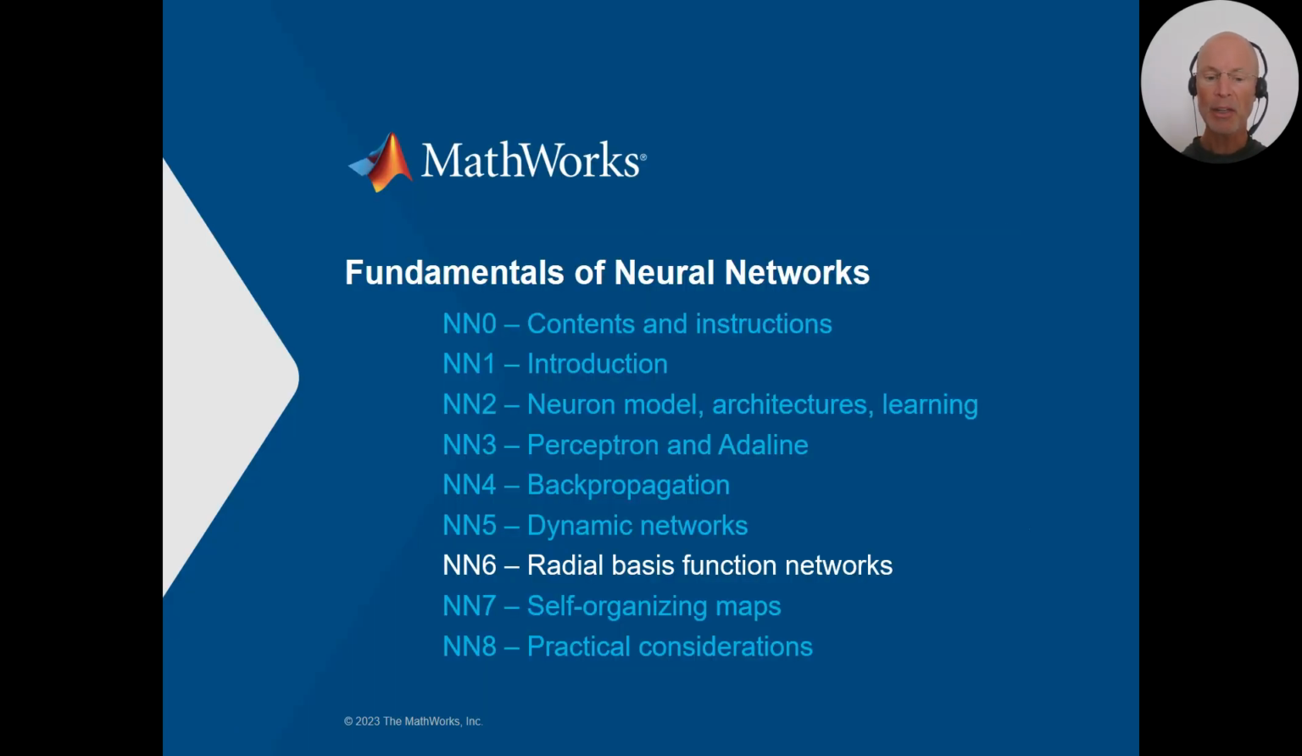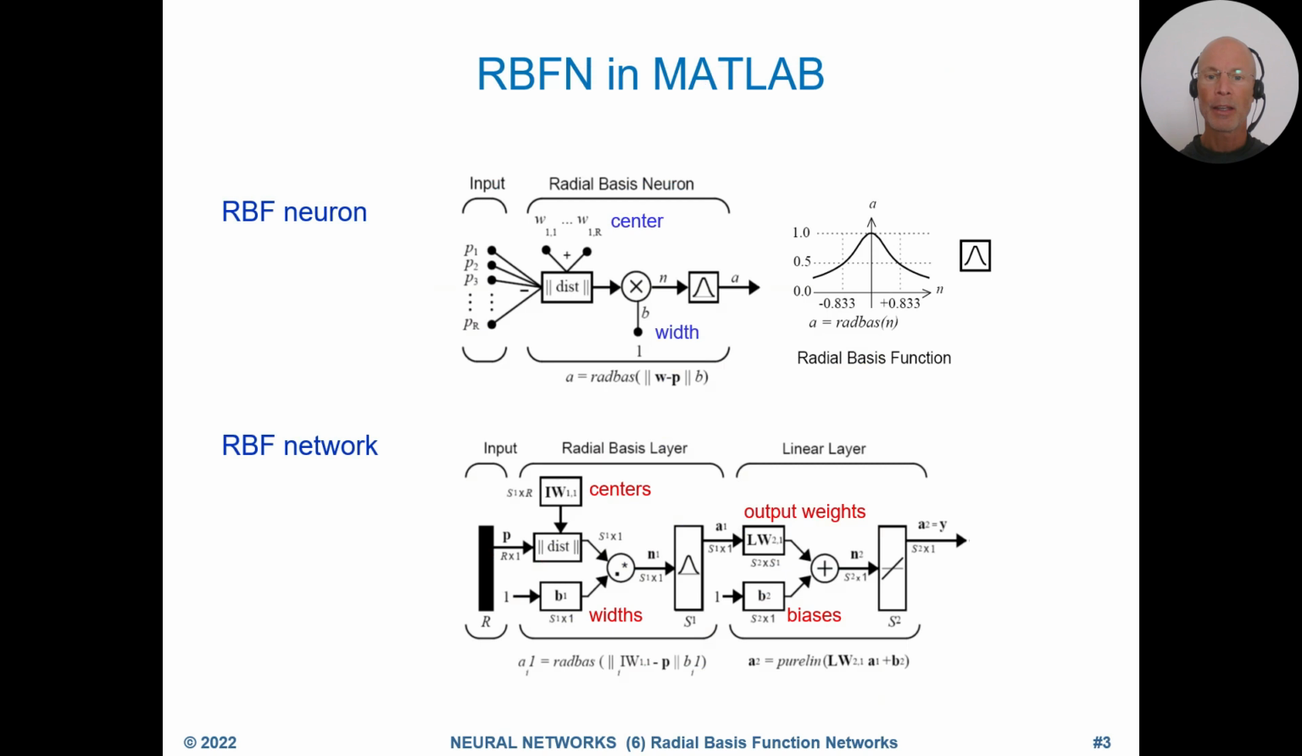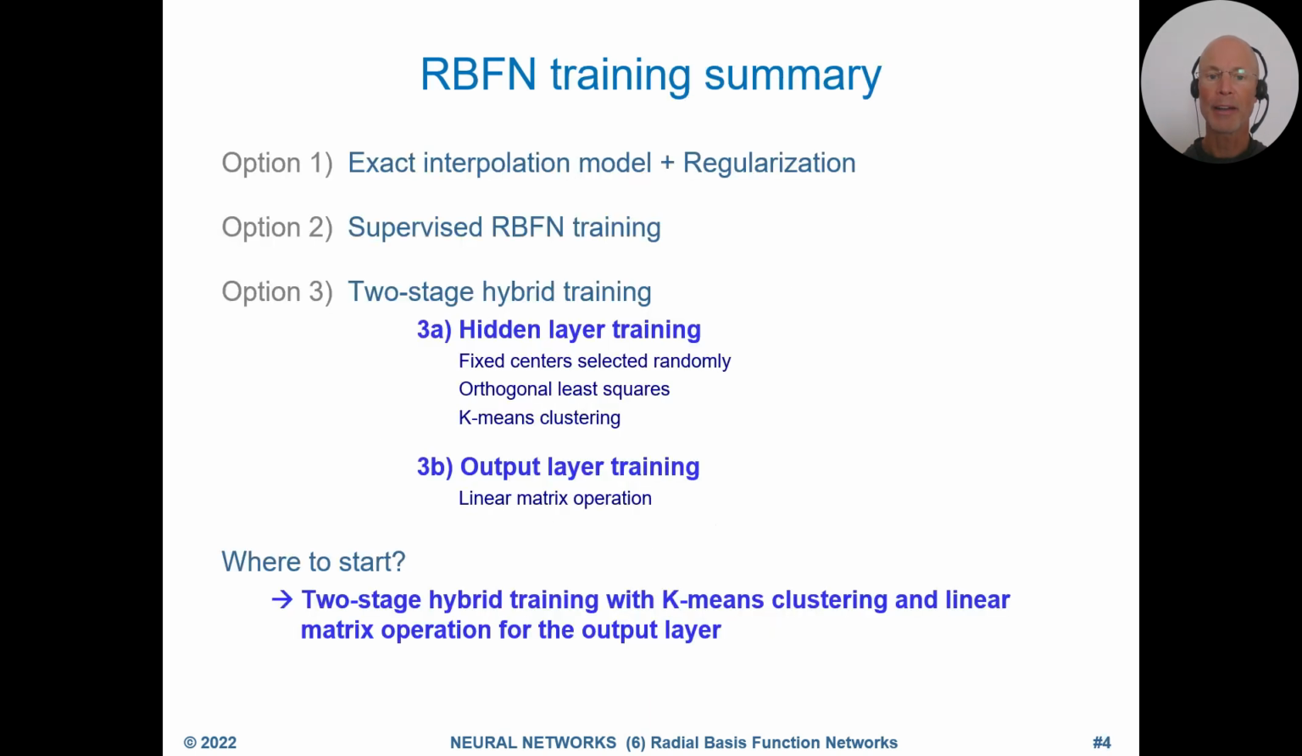Now we present radial basis function networks, which are feed-forward networks with two computation layers. First, we have a hidden layer, which implements radial basis functions, and then the linear output layer. In MATLAB, we can represent an RBF neuron as follows, and then with such neurons, we can construct radial basis function networks consisting of a RBF layer and then the output linear layer.